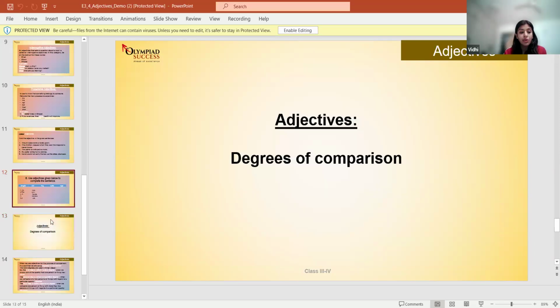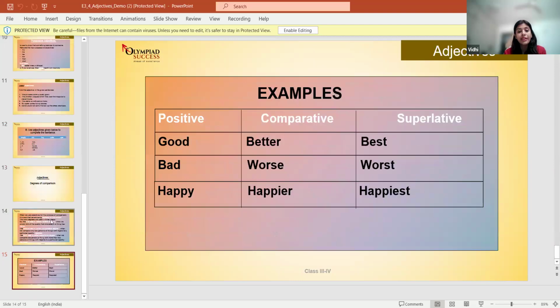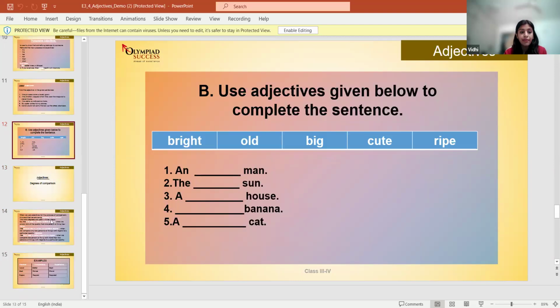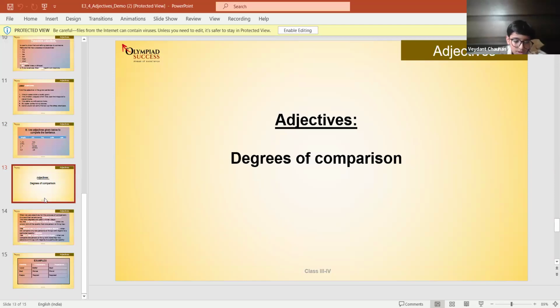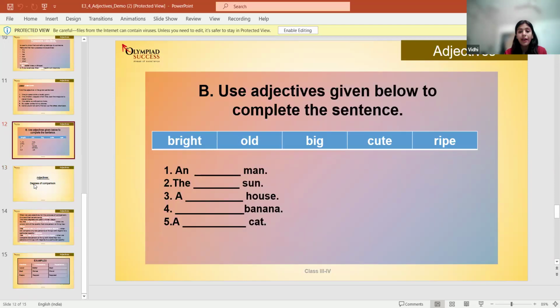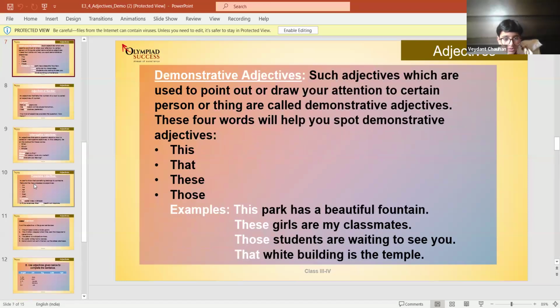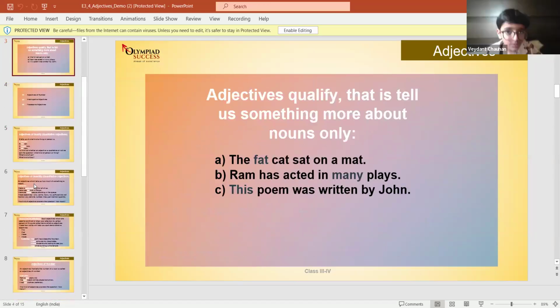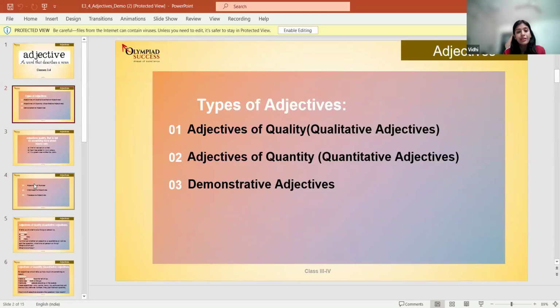Now we are going to do something called the degrees of comparison. But before that, I will be going through the slides. I want you to go through all of them and just read them once. Then I will go ahead with degrees of comparison. So just go through the types of adjectives. Just read it once. You do not need to read it loudly.